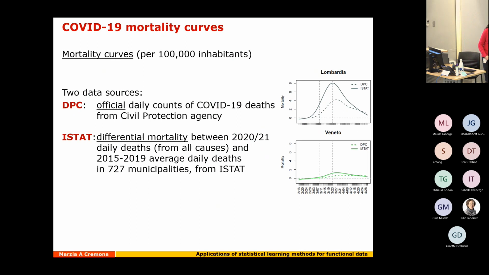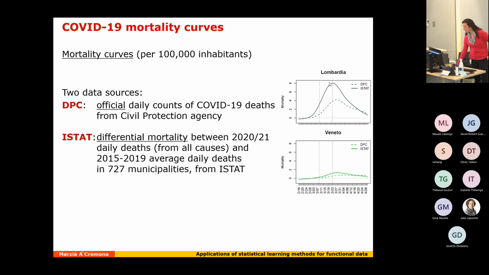So the first problem we encountered was about the data. We had two sources of data. One was the official count of COVID-19 deaths from the Civil Protection Agency of Italy. The other one, we computed the differential mortality between 2020 and the years before. In this case, we're considering the entire death, so we're really looking only at the differential mortality, the excess mortality that we have due to COVID.